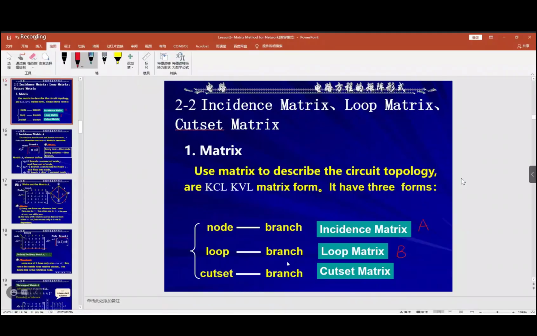Express the loop and branch relation. Today we will introduce the cutset matrix. We use Q to express it. It expresses the cutset and branch relation.